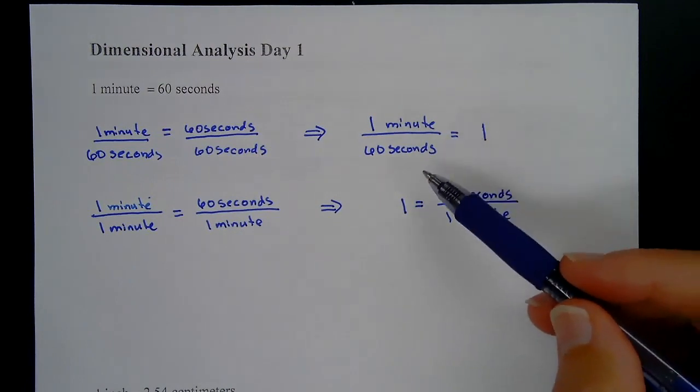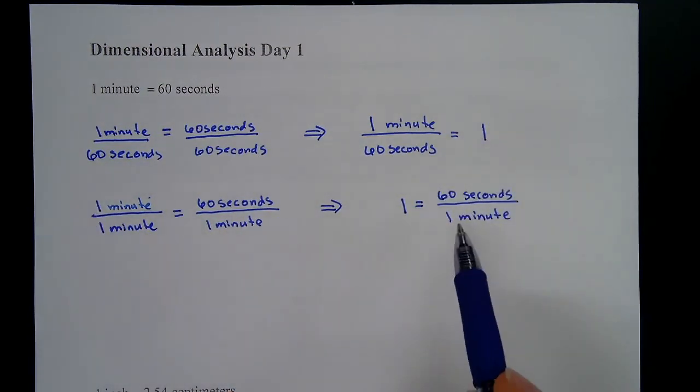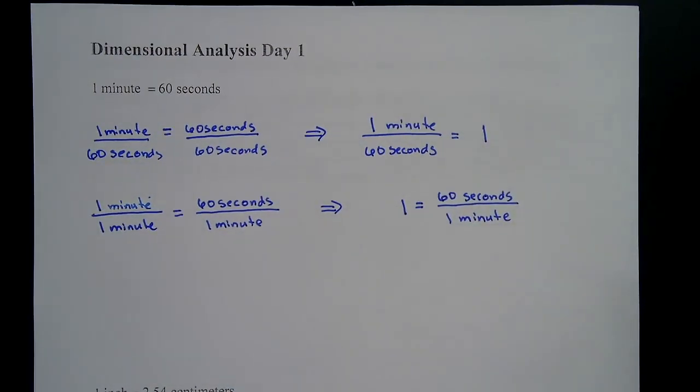Both 1 minute over 60 seconds is 1, and 60 seconds over 1 minute is also 1. Both of those are 1s. And what happens when we multiply by 1? The number stays the same. So like 50 times 1 is 50. 32 times 1 is 32, or whatever number I said. Let's go to the next problem, and we'll talk about that one.